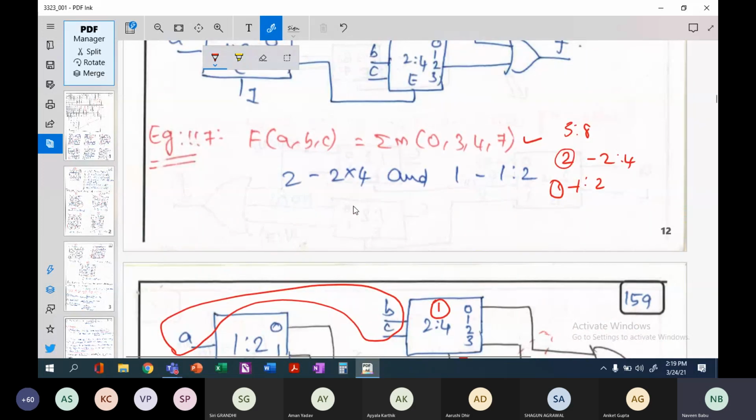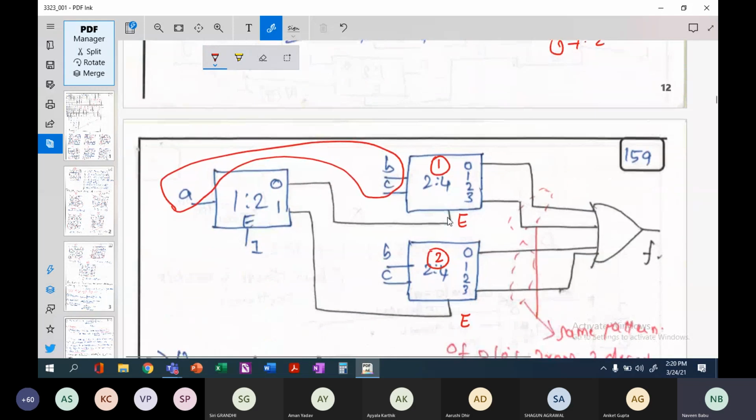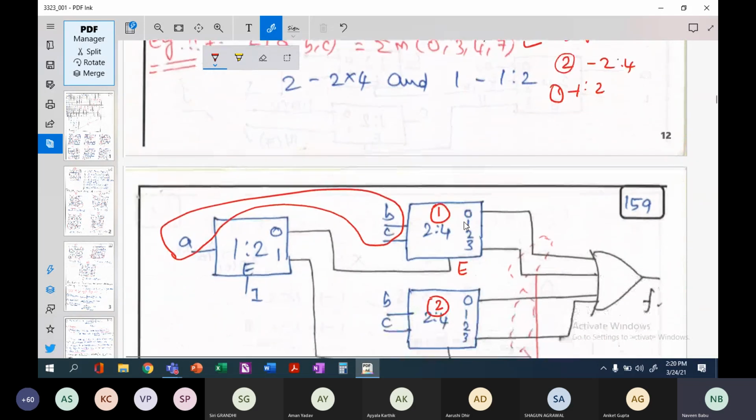Okay, now what are the min terms here? We have here 0, 3, 4, 7. So 0 corresponds to 0, 0, 0. 3 corresponds to 0, 1, 1. 4 corresponds to 1, 0, 0. 7 corresponds to 1, 1, 1. So I've always said that look from the combined inputs only. So when it is 0, 0, 0, when this is 0, obviously this line will be selected. And when these two are zeros, this line will be selected, right? So this corresponds to 0 line, this corresponds to 3 line, this corresponds to 4, and this corresponds to 7.